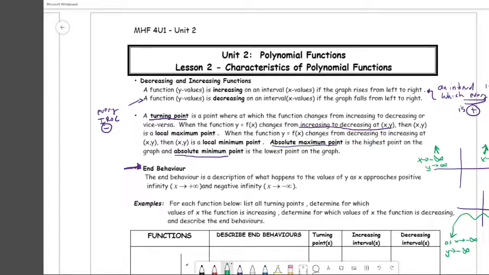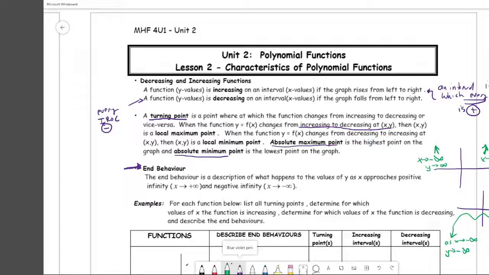And that's the concept of end behavior. It's asking you the question, what does the function do as x gets larger and larger and larger? Does y get larger and larger, or does y get more and more negative, basically? It's one of those two choices, right? Does it rise up to infinity, or does it fall down to negative infinity?